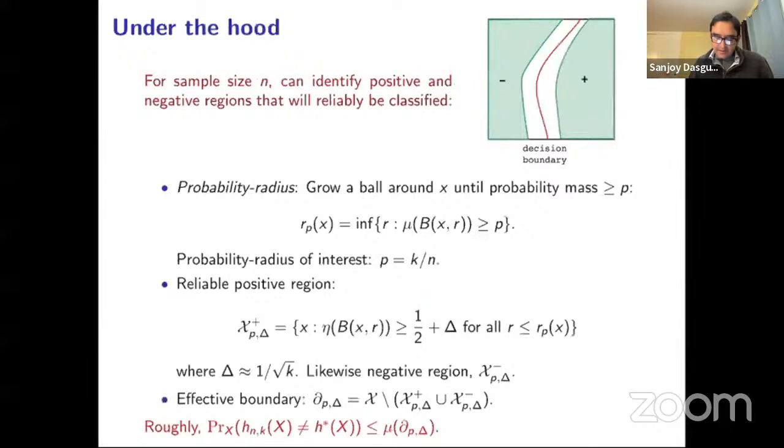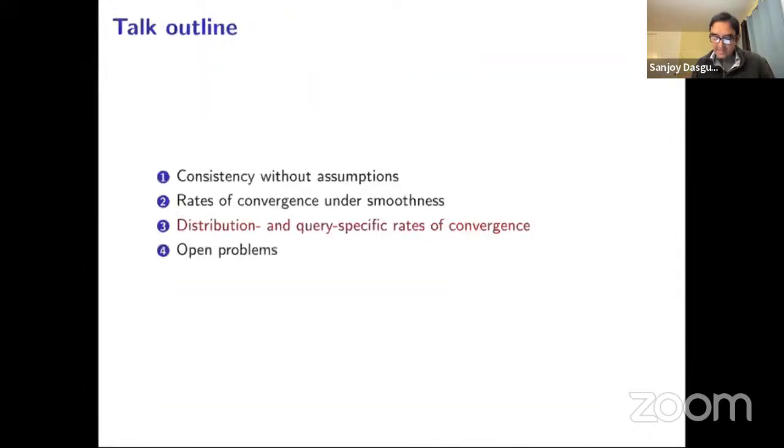Okay, so under the hood of these kinds of results is an analysis that gives a rate of convergence for specific distributions. But I won't go into that. I'll just talk about some work that we've done where we're actually able to give rates of convergence that are very simple and that are specific not just to the distribution, but even to the specific query.